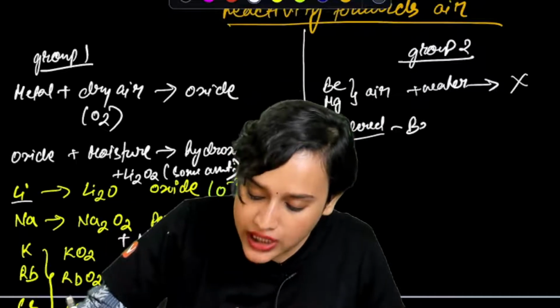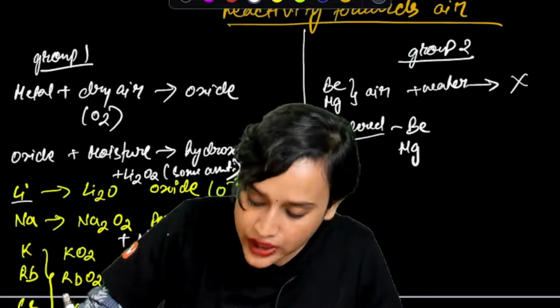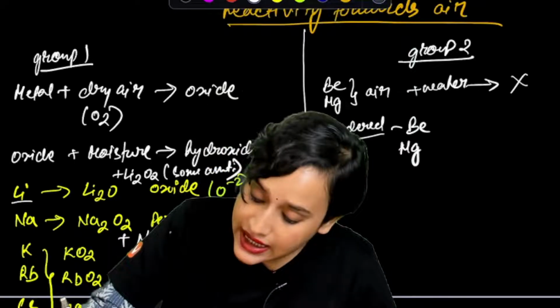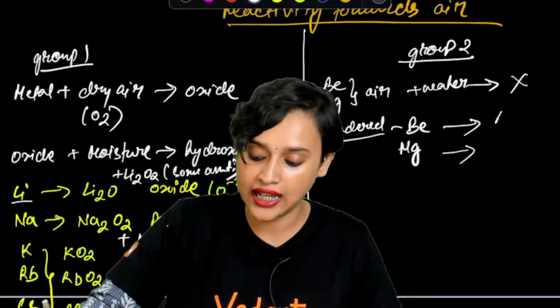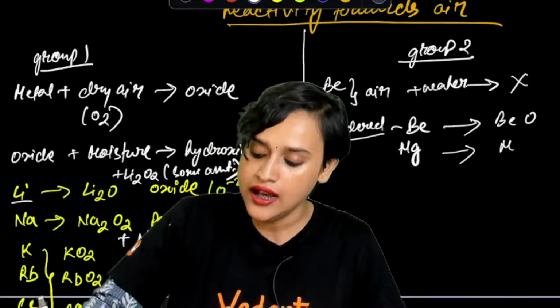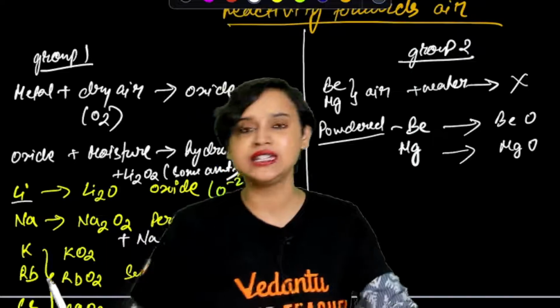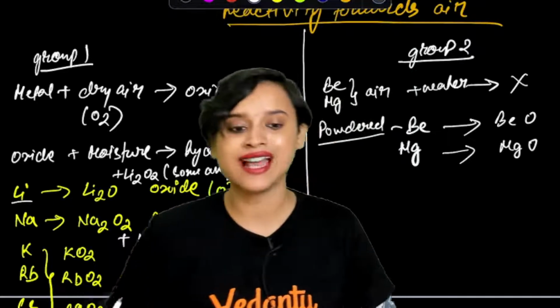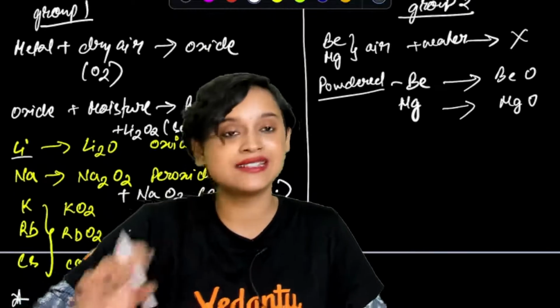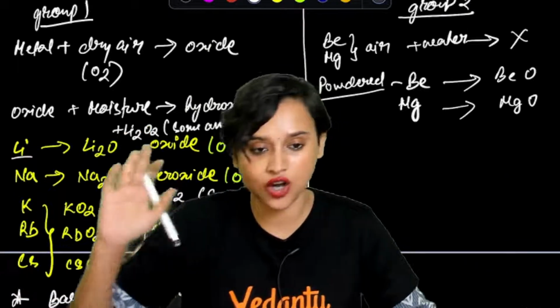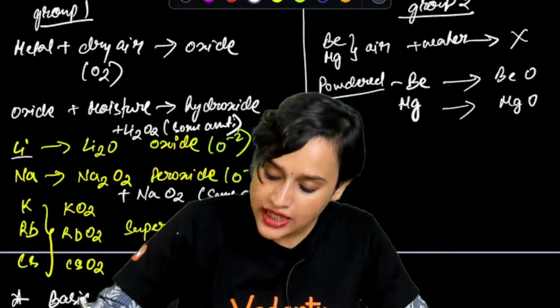So what happens? If you take powdered beryllium and powdered magnesium, then definitely they will react with oxygen and give you BeO, MgO, beryllium oxide and magnesium oxide, but only when they are powdered. Makes sense or nonsense, everybody? Great, clear?